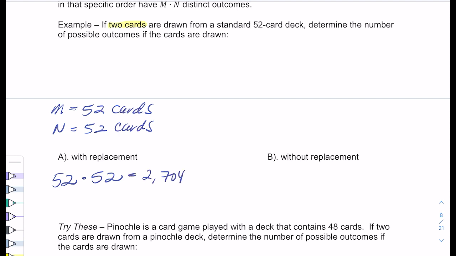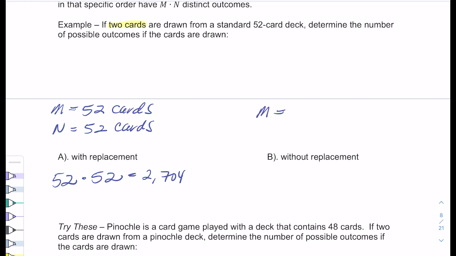2,704 different possibilities. I mean, if you think about it, you could choose an ace and an ace, or an ace and a 2, or an ace and a 3, and so on. And there's all those different suits. So the 2 of hearts, the 2 of clubs, the 2 of diamonds. That's a lot of possibilities. There's 2,704. So how does that change now if you don't replace the card?